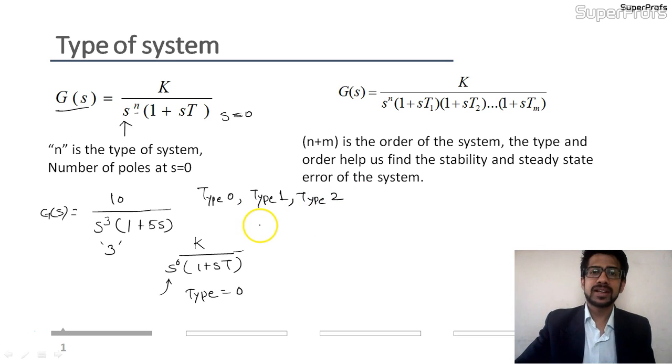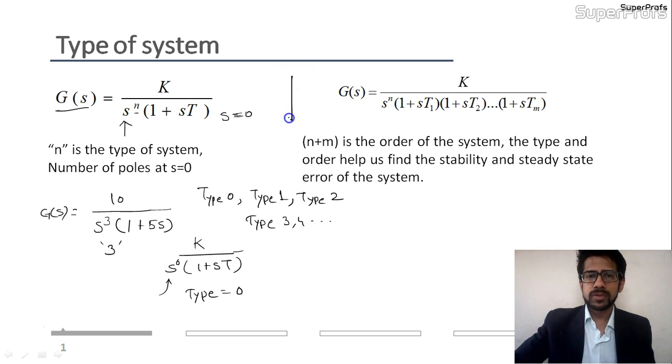Sometimes you might encounter a problem with type 3, 4 and so on, but in such cases that problem will be simplified according to the mathematical rules and will be easy to solve. So I hope the definition of type of a system is clear. Type of system is nothing but the number of poles of a transfer function at s equal to 0.